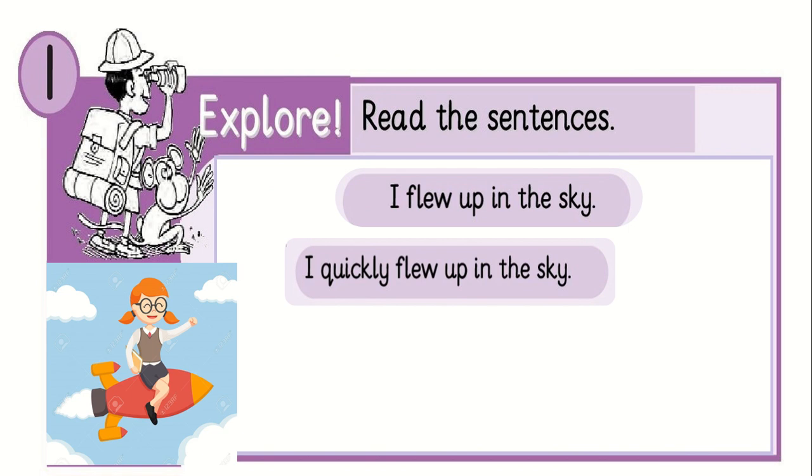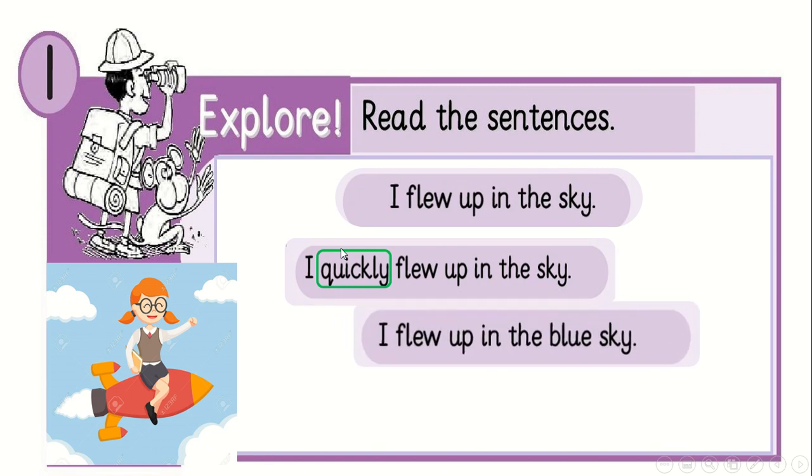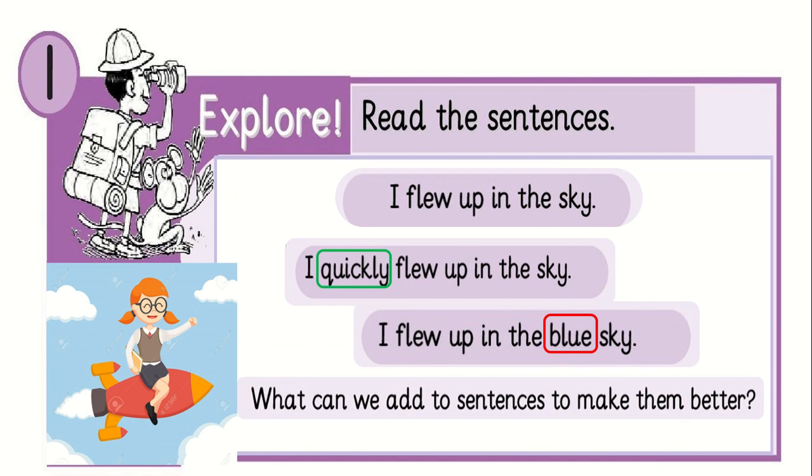I flew up in the sky. I quickly flew up in the sky. So look here, we add the adverb quickly. Okay. Then we have I flew up in the blue sky. So we add an adjective to describe the noun sky. So what can we add to sentences to make them better? We have to add adverbs to describe the verb, and we have to add adjectives to describe nouns.